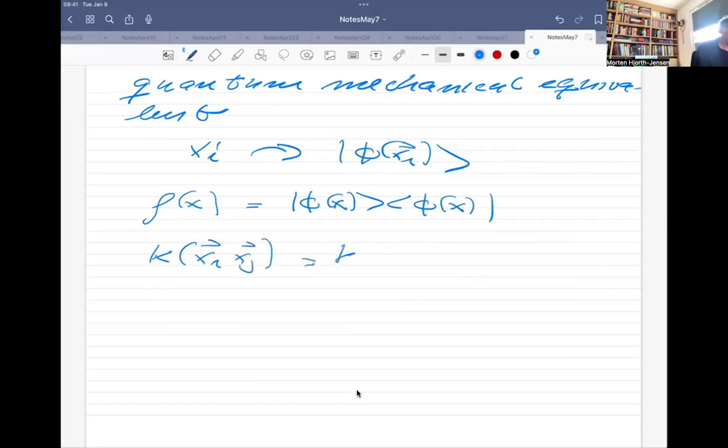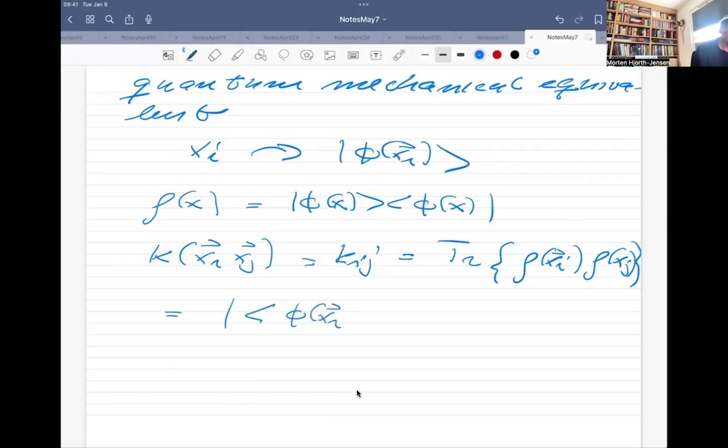And this object, which we defined classically, has a quantum mechanical counterpart. So this is our K_ij. This is given in terms of the trace of the density matrix for the variable x of i with the density matrix of x of j, the trace of that one. And this turns out to be simply phi of x of i with phi of x of j, squared.